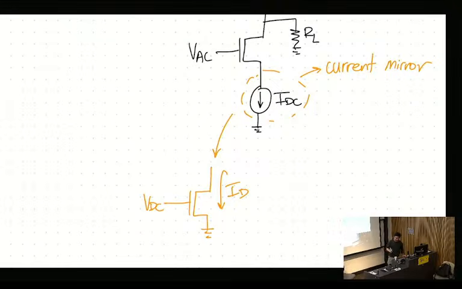So that's if instead of applying a DC voltage at the gate to bias the signal, we're using a current source now. So you might see either or in the papers. Cool. Any questions on this?